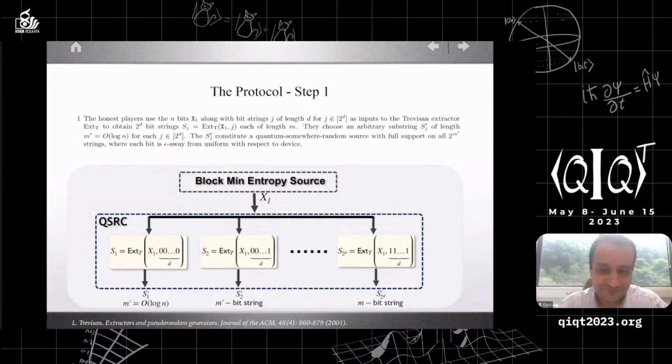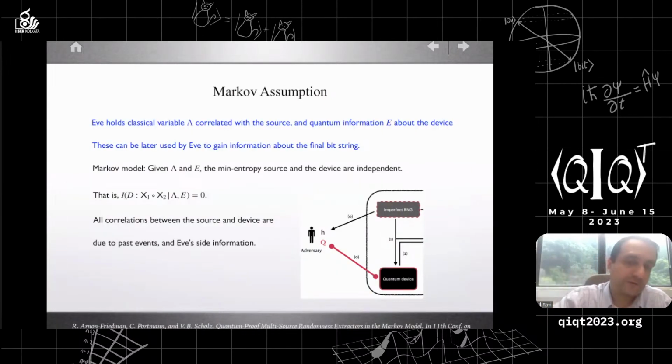If you have any questions, of course, feel free to stop me at this point. So that's the main message that I wanted to give, that we have this device-independent protocol that works under these assumptions and extracts randomness from a single block min-entropy source.